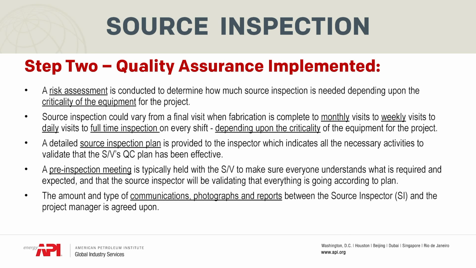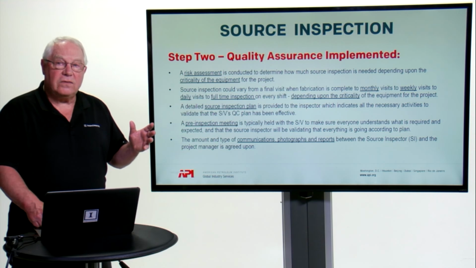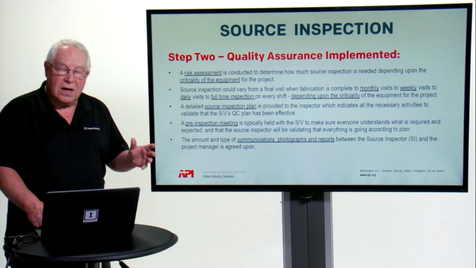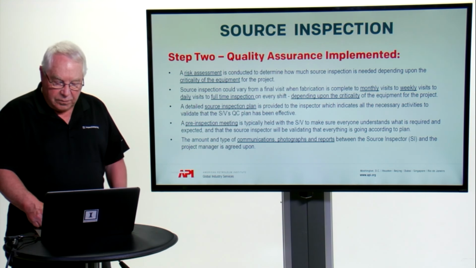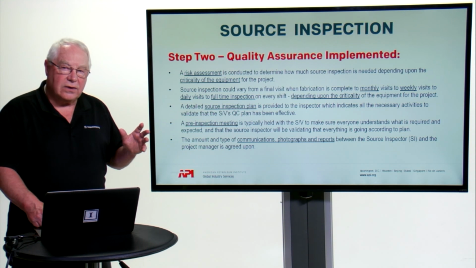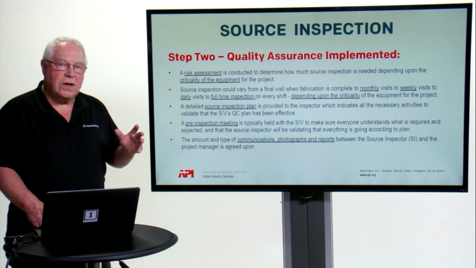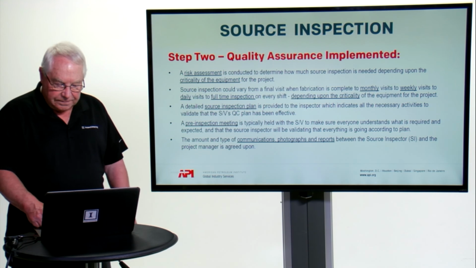Source inspection in the shop by the source inspector could vary from just one final visit when the shop believes that it is ready for delivery for low-risk equipment, or even weekly visits, possibly daily visits, or even full-time inspection, perhaps even on every single shift for highly critical, highest risk pieces of equipment. So as you can see, there's a significant difference between the amount of source inspection that may be specified for any particular type of equipment that is being purchased.